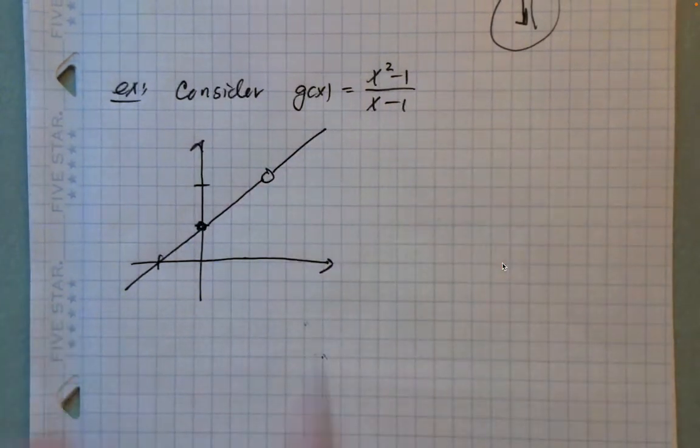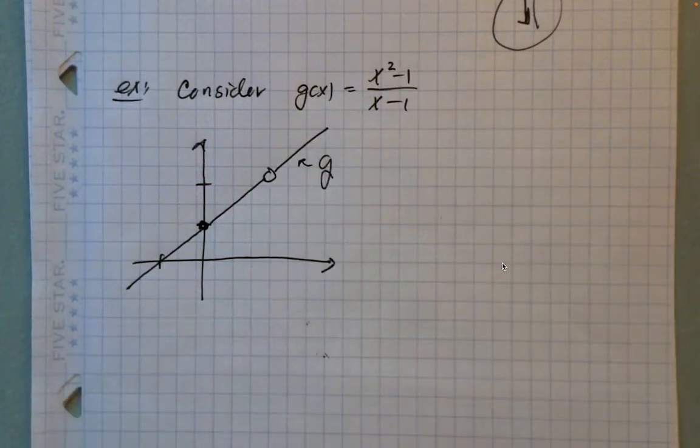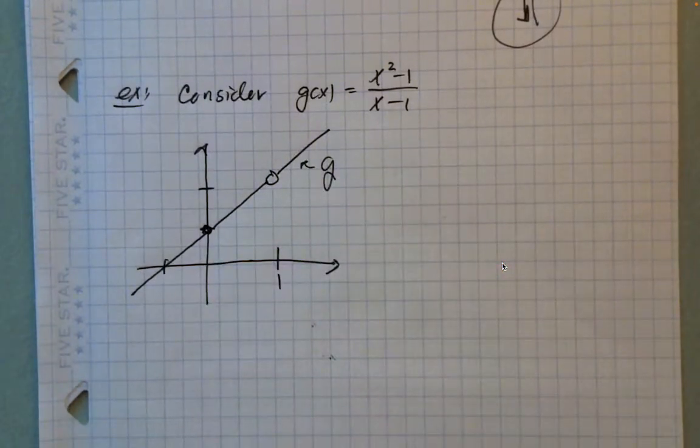Right? So just by looking at this, you can see that this is the kind of situation where you've got a removable discontinuity at x equals 1, right? Because it's basically a single hole. Otherwise, this looks like a straight line, right? So the domain of this function is all real numbers, obviously, except for x equals 1. And obviously this discontinuity is removable.